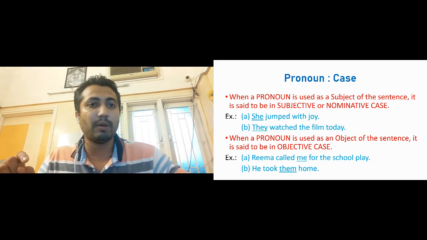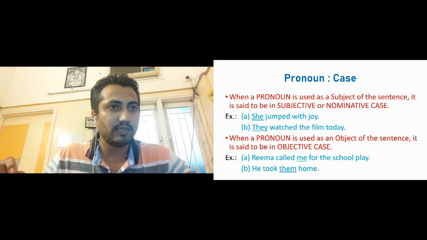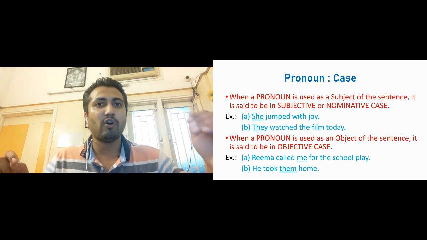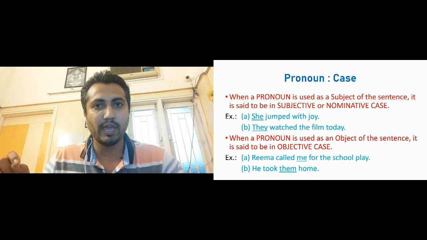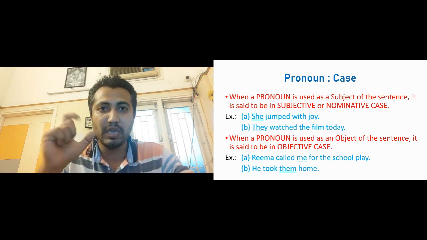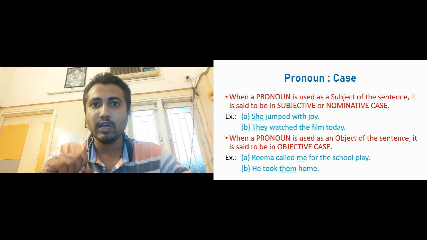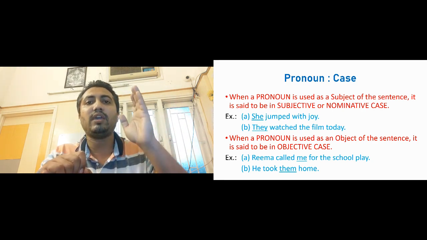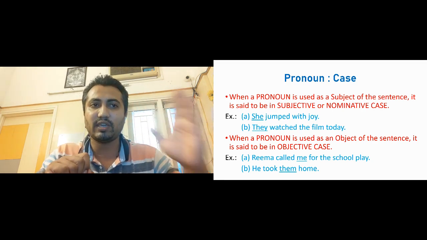Let us look at examples of objective case. Look at the second set of examples. First one, Rima called me for the school play. Okay, now what is the pronoun here? Me. Me is the pronoun, right? So me is acting as an object. So me is in objective case.